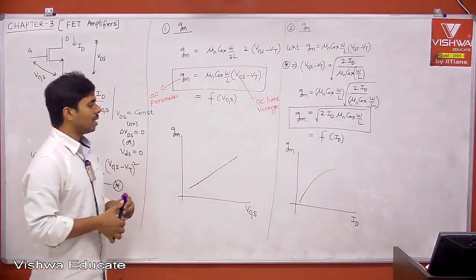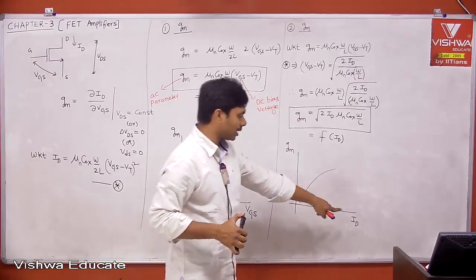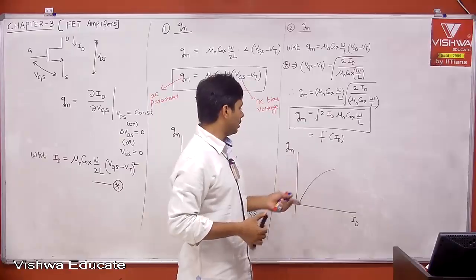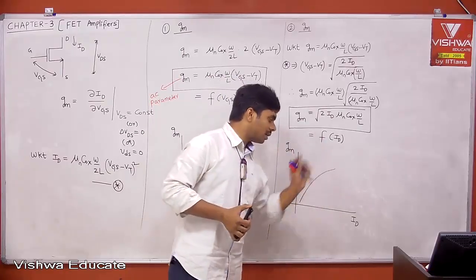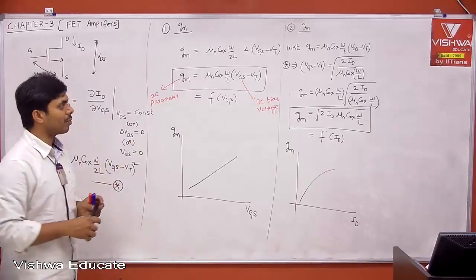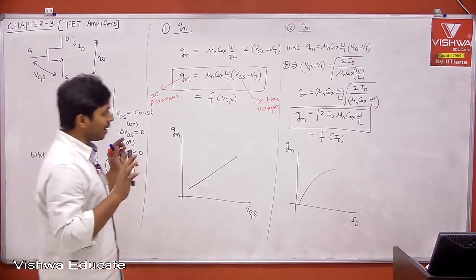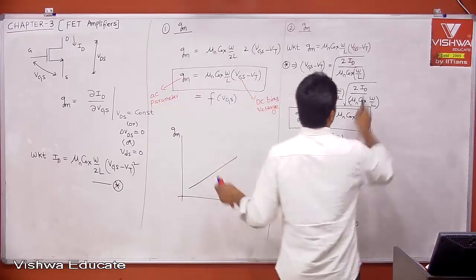The relationship between the AC parameter and the DC operating voltage or operating current is non-linear. It depends on ID. Mathematically all are the same, but qualitatively all are not the same. Now we have another form. Don't write, we have the last form.